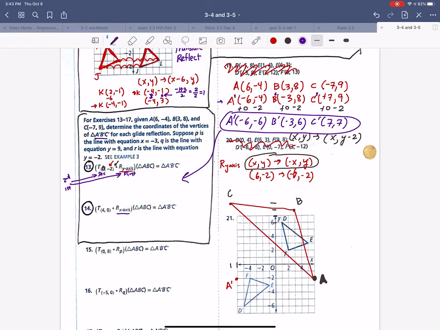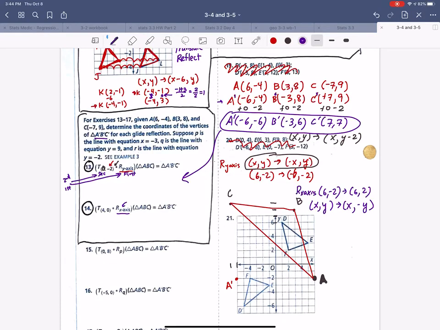X-axis. Well, let's think about this. If I flipped over the x-axis, then instead of being at 6, negative 2, I would be at 6, positive 2. So if I look at my notes and I reflect over the x-axis, instead of the coordinate 6, negative 2, I'm at 6, positive 2. So that's why my notes say the rule is the x stays the same and the y changes sign. So we're going to do that first.